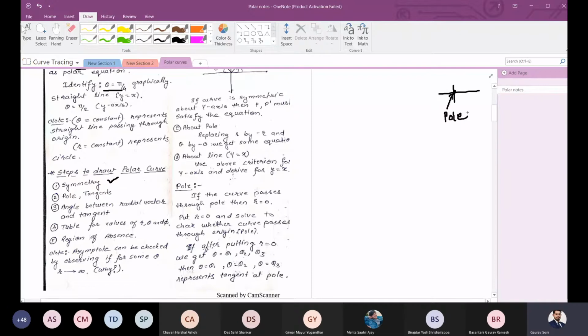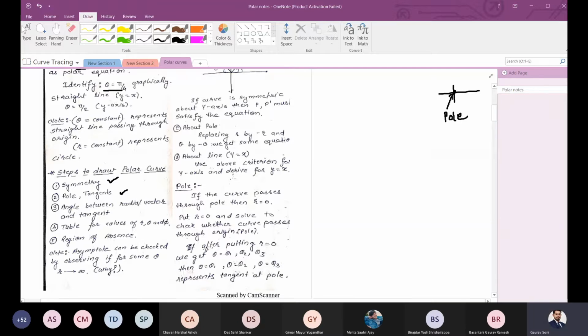So we always need to check whether a certain curve passes through the pole or not. In Cartesian, what we were checking was, does the curve pass through the origin? Same thing, everything is the same here. But in this, we are just calling that origin a pole. So we'll check whether a curve passes through the pole or not. What are the tangents at the pole?